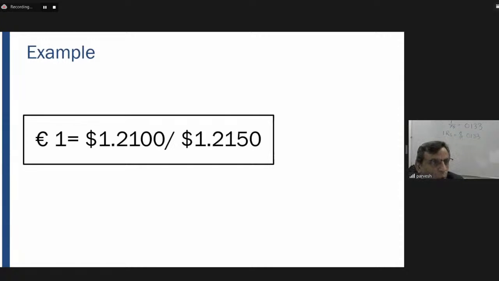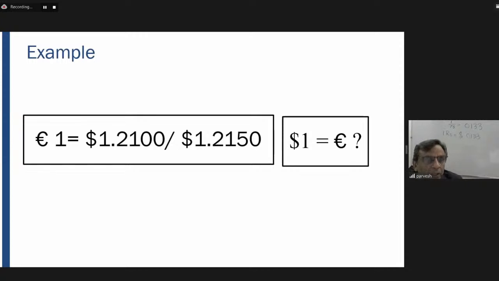So 1 euro is equal to so many dollars. Now we want to calculate how many euros will cost you $1. So we want to convert this quote in terms of euros, where it was given in terms of dollars earlier. So the first quote is a direct quote in USA, and now we are converting to an indirect quote in USA. That means how much $1 will give you in terms of euros. So please answer this question. Then we will go further.